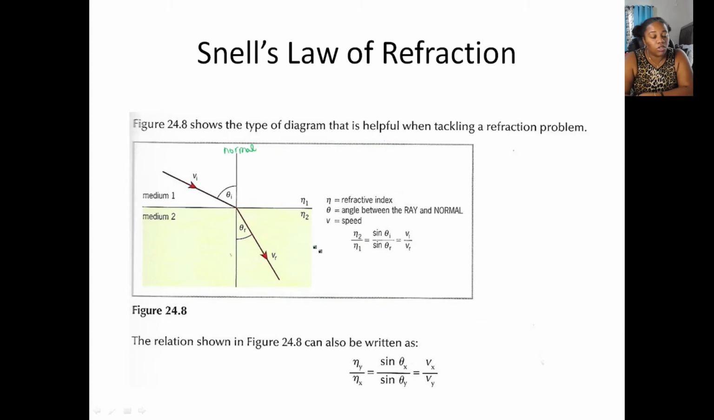Now, how is it related? You can actually solve for the refractive index of any material that's transparent, right? And I'm not going to go too quickly into that, but the relationship is such that the refractive index n2, which is of the material, divided by the refractive index of the air, is equal to sine theta 1 over sine theta r, equal to the speed of the light of the incident ray divided by the speed of the light that is being refracted. So the incident is all in the numerator and refracted in the denominator.